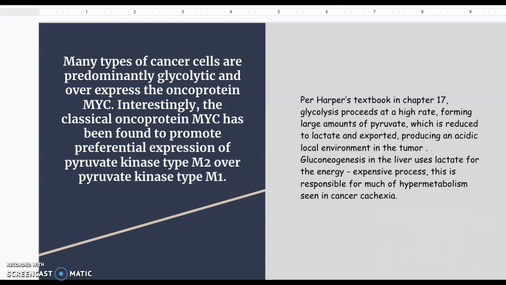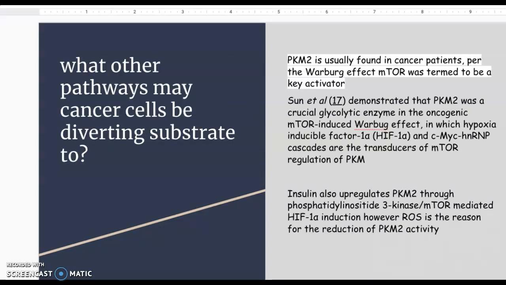Many types of cancer cells are predominantly glycolytic and overexpress the oncoprotein MYC. Interestingly, the classical oncoprotein MYC has been found to promote preferential expression of pyruvate kinase type M2 over type M1. Per Harper's textbook, in Chapter 17, glycolysis proceeds at a high rate, forming large amounts of pyruvate, which is reduced to lactate and exported, producing an acidic local environment in the tumor. Gluconeogenesis in the liver uses lactate for this energy-expensive process, and is responsible for much of the hypermetabolism seen in cancer cachexia. So what other pathways may cancer cells be diverting substrate to?